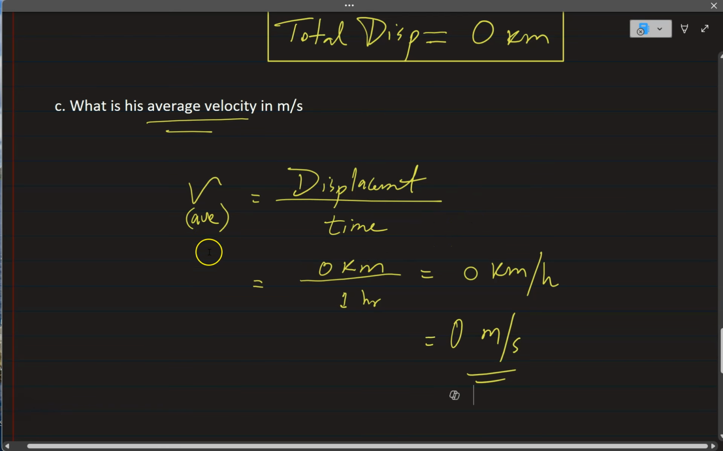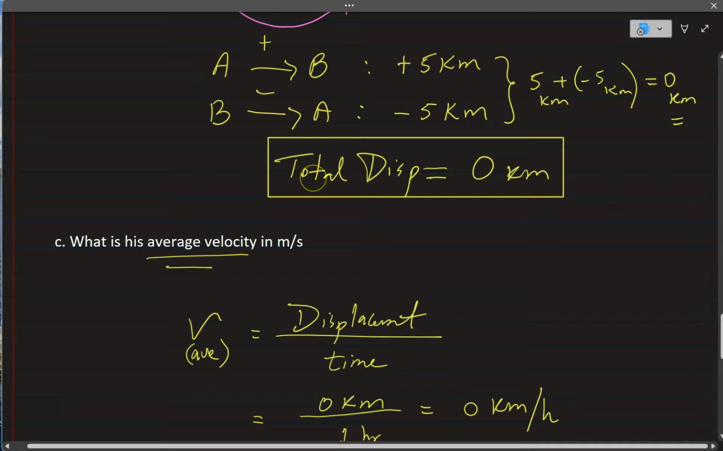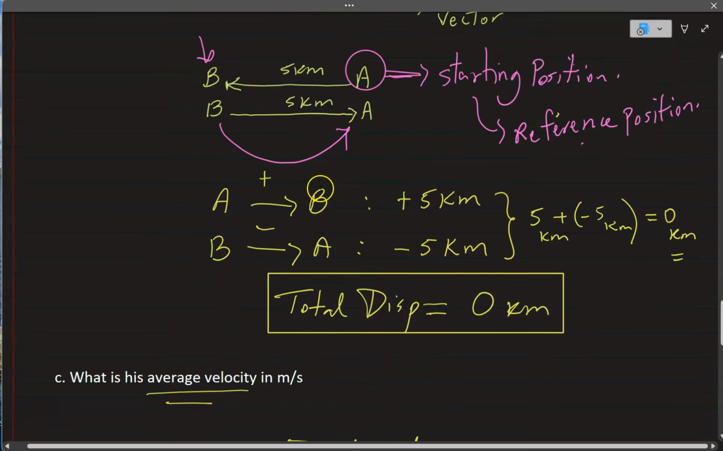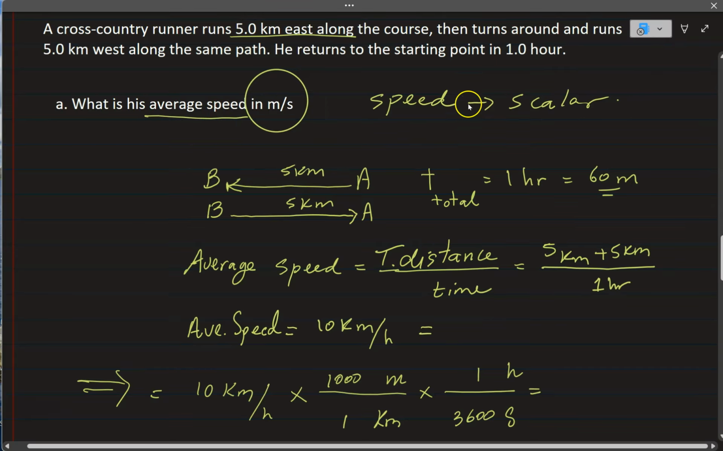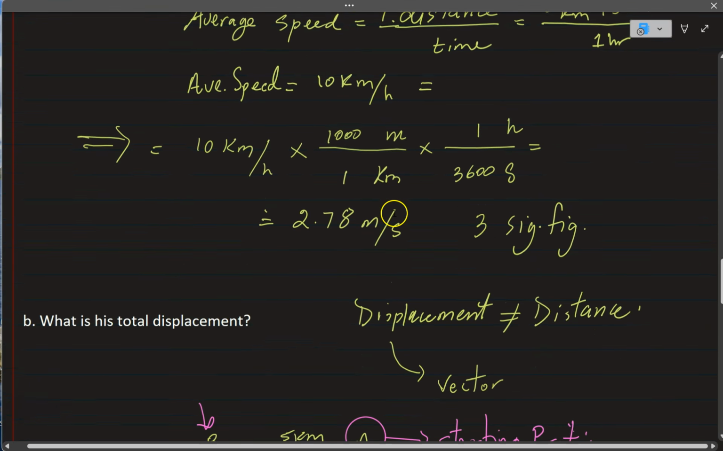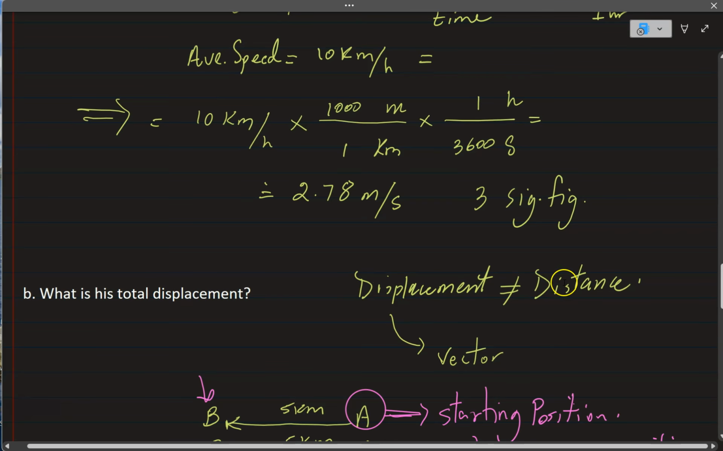Okay, so that is very important: the difference between the average velocity and the average speed. Originally, on top, we talked about average speed, and that's totally different from what we have here. So be aware of it. All of that comes down to understanding the difference between displacement and distance.